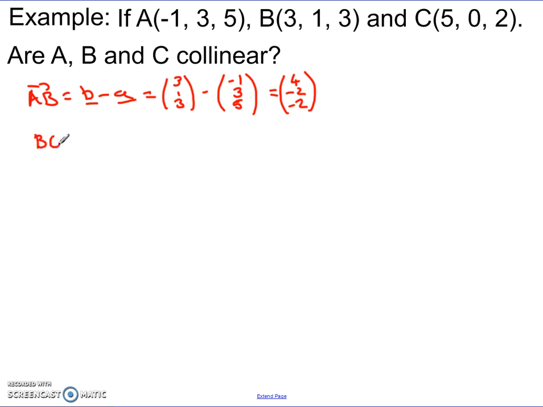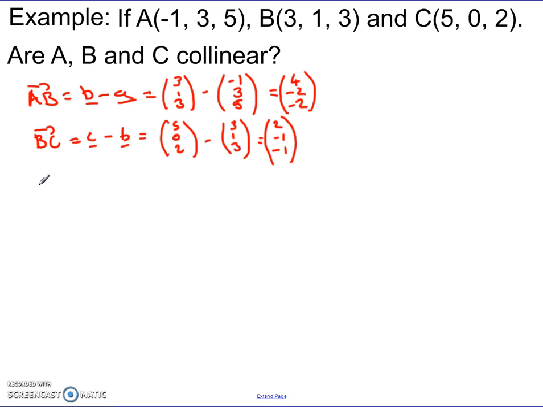I could do the same for my vector BC. In this case it would be C take away the B. My C vector is given by the point there, so 5, 0, 2, take away the B, which is 3, 1, 3. That gives me 5 minus 3, which is 2, 0 minus 1, which is negative 1, 2 minus 3, which is negative 1. So I've got the vector 2, negative 1, negative 1.